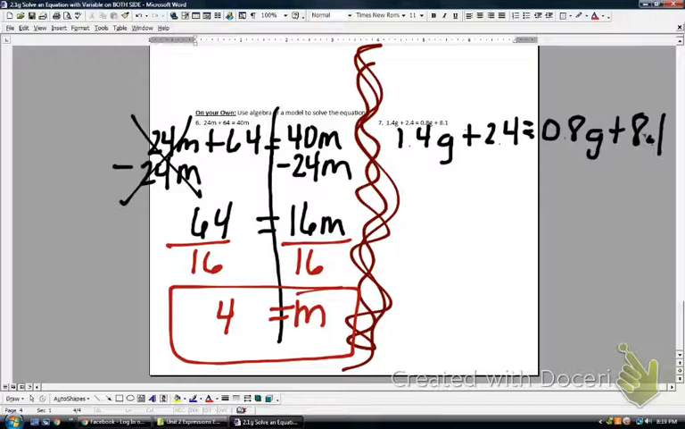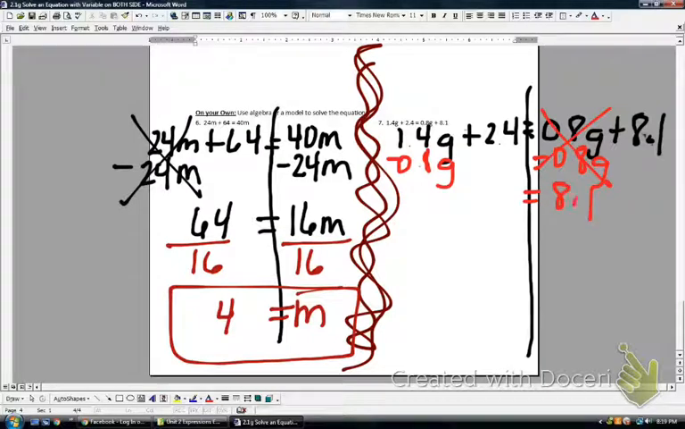I have 1.4g plus 2.4 equals 0.8g plus 8.1. Okay, so the first thing I'm going to do is undo this 0.8g. So it's positive. To undo that, I'm going to subtract. I have to subtract from both sides. This goes away, and I'm left with 8.1 over here. Then 1.4 minus 0.8 is 0.6. And then I'm still left with that 2.4.